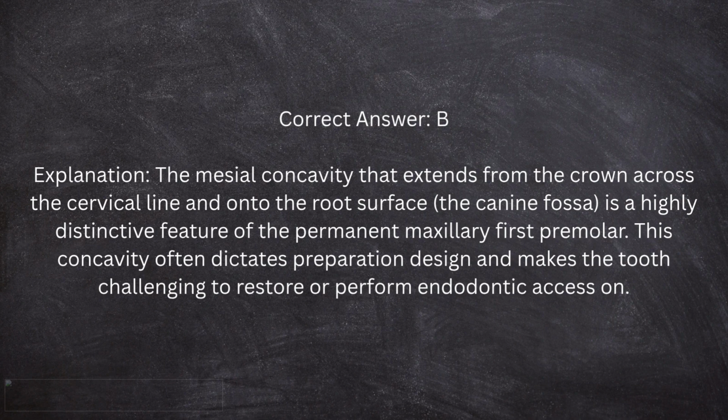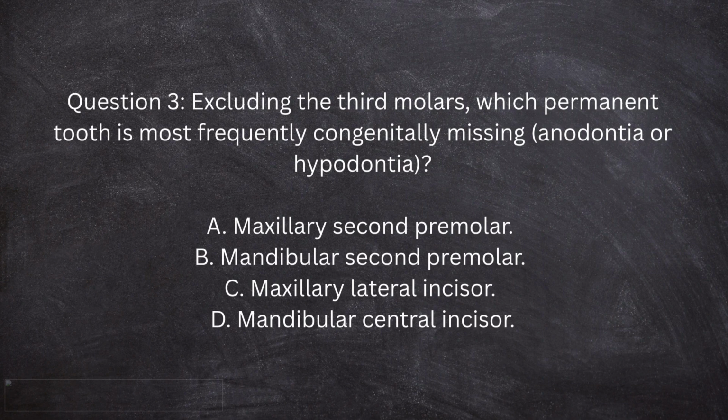Question 3. Excluding the third molars, which permanent tooth is most frequently congenitally missing, anodontia or hypodontia? A. Maxillary second premolar. B. Mandibular second premolar. C. Maxillary lateral incisor. D. Mandibular central incisor.